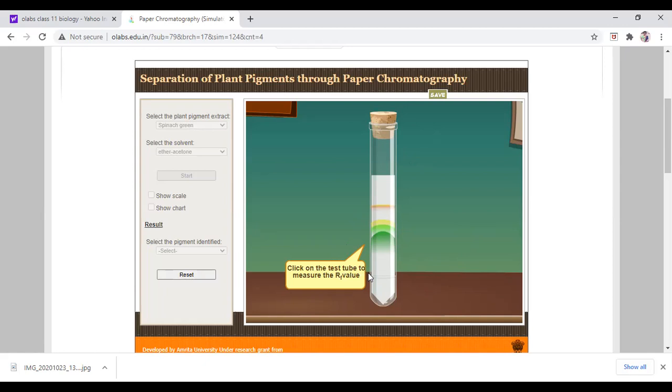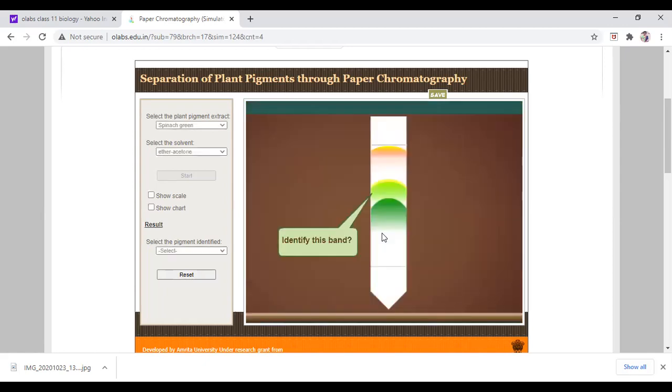Click on the test tube to measure the RF values. What are the RF values? Identify this band. What is this band? Let the pigment be identified. So what is the light green band out of this? Xanthophyll, chlorophyll A, chlorophyll B, anthocyanin. What will be this? Identify the band. So yellowish green is chlorophyll B. Wrong. Then what is that? Chlorophyll A. Correct. Now dark green.